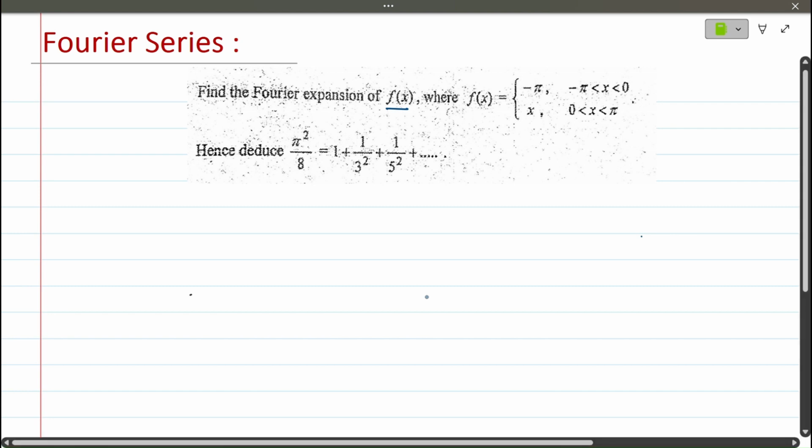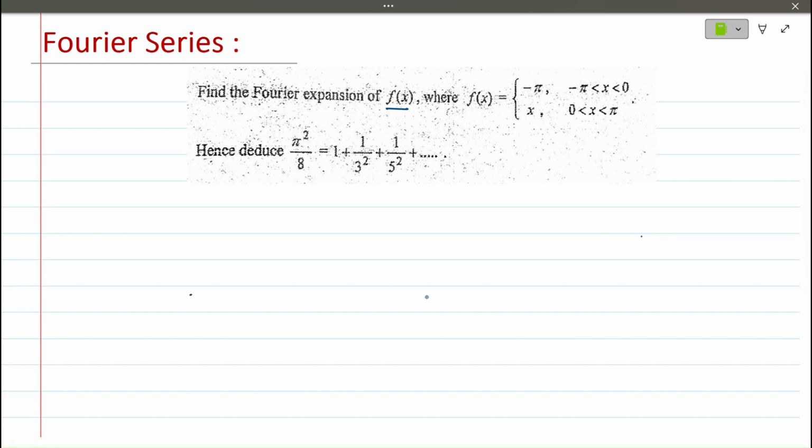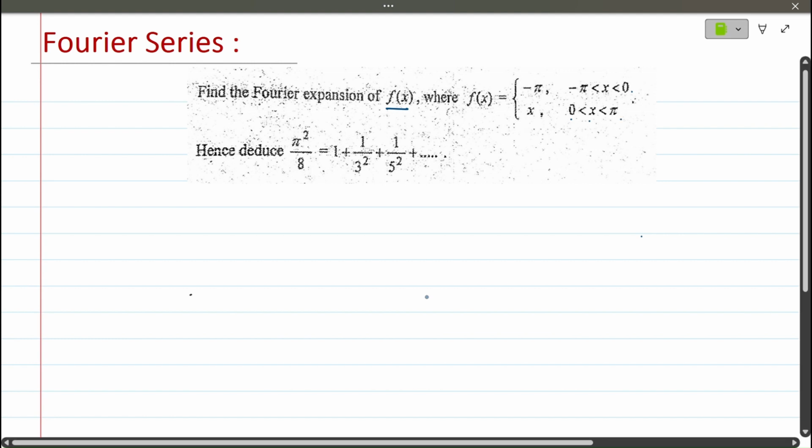Find the Fourier expansion for f(x), where f(x) is defined as minus pi when x lies between minus pi and 0, and x when x lies between 0 and pi, and hence deduce this series expansion.